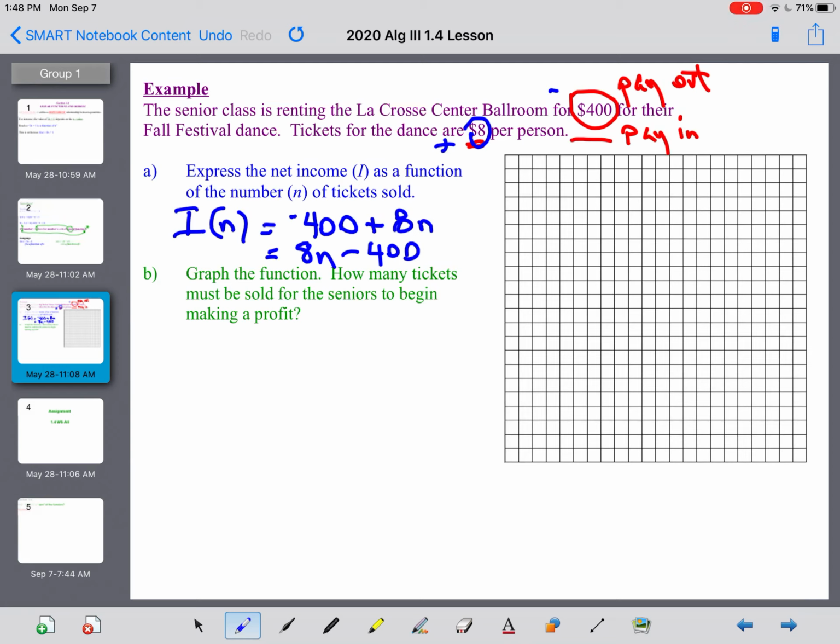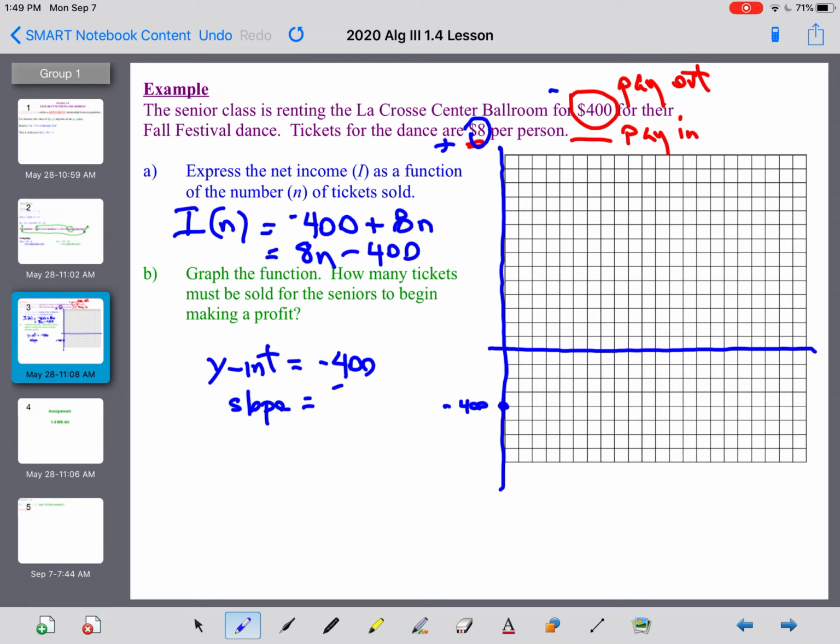So now it's asking us to graph the function. And this grid here, I'm going to go ahead and put the horizontal axis here. And I'm going to put the vertical axis here. And I'm going to call this negative 400. Okay. I know my y-intercept equals negative 400, and my slope is 8 over 1. So I went by hundreds this way. I could go by, let's go by 40s this way.